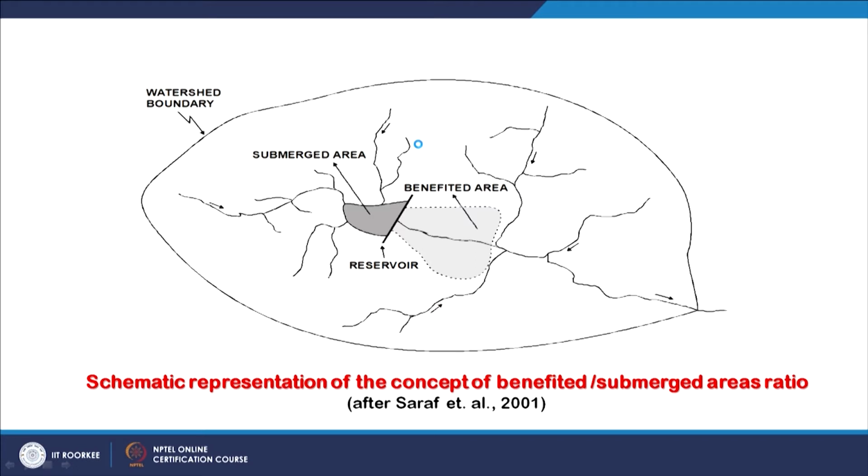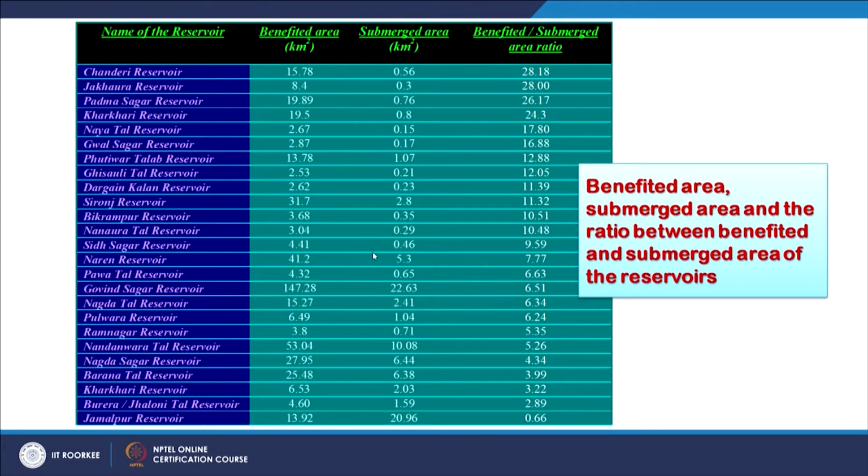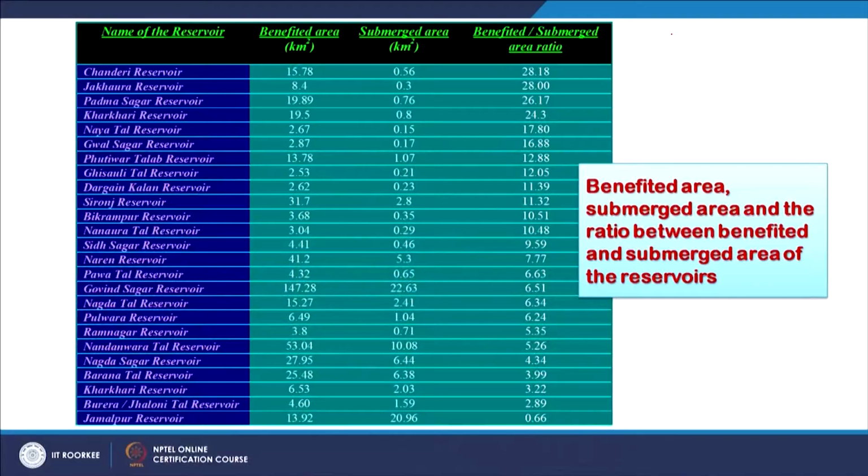How can we do it? We can quantify things also, because many decision makers love quantities rather than qualitative assessment. So, that can also be introduced by taking a ratio, that is the benefit versus submerged ratio, and this index can be used. So, what we did, we took 21 reservoirs of that Bundelkhand area and calculated this benefit versus submerged ratio, which is in the rightmost column.